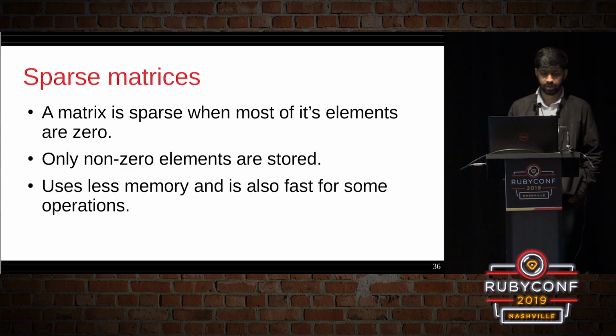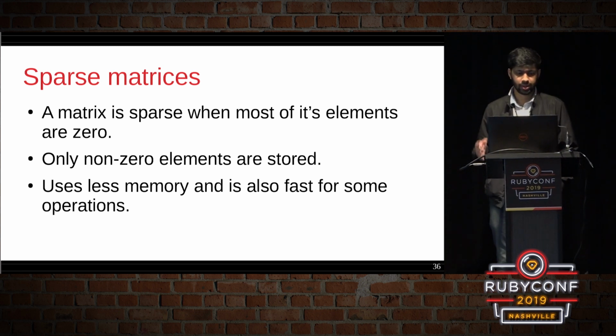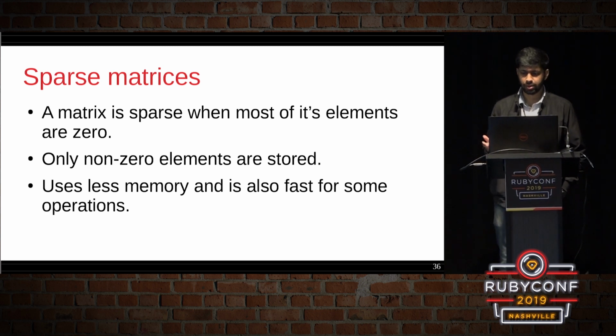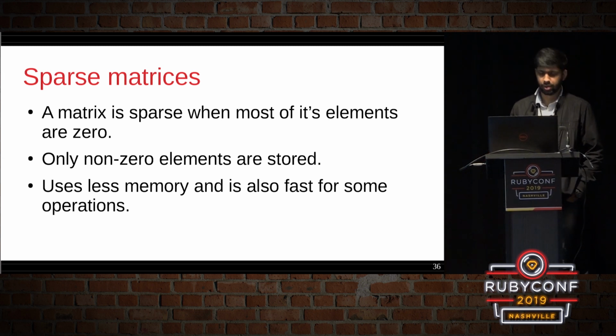Then what's a sparse matrix? A sparse matrix is nothing but a matrix with too many zeros. If there are too many zeros, it doesn't make any sense to store all the zeros. You can just store the non-zero values and save a lot of memory, and it will also become faster in some of the operations.